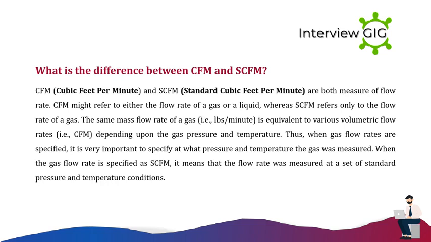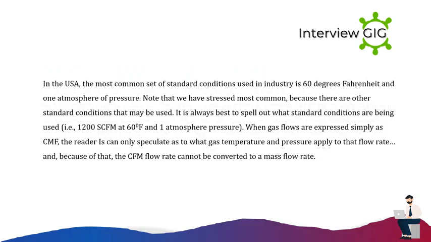Thus, when gas flow rates are specified, it is very important to specify at what pressure and temperature the gas was measured. When the gas flow rate is specified as SCFM, it means that the flow rate was measured at a set of standard pressure and temperature conditions. In the USA, the most common set of standard conditions used in industry is 60 degrees Fahrenheit and 1 atmosphere of pressure.